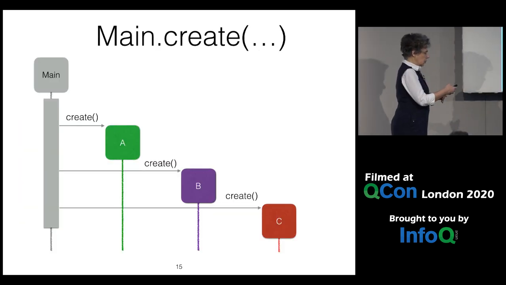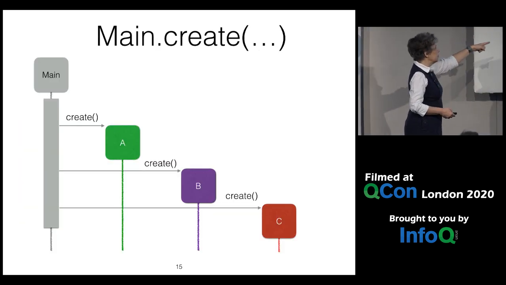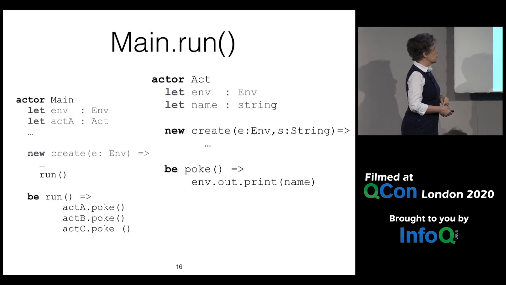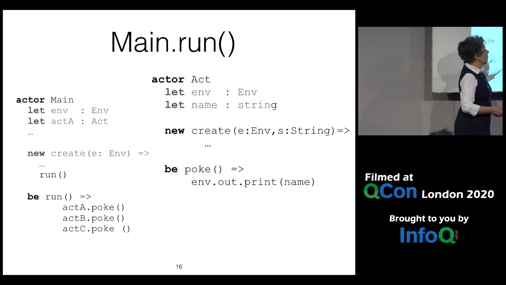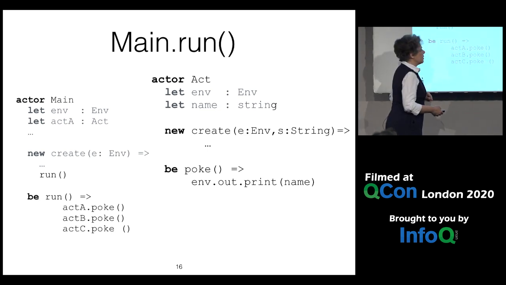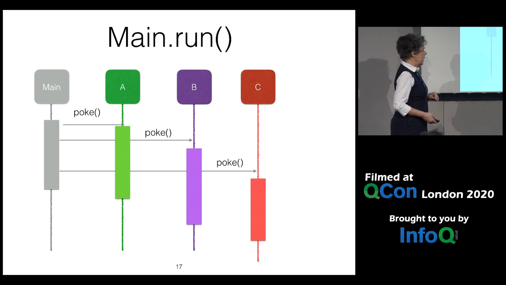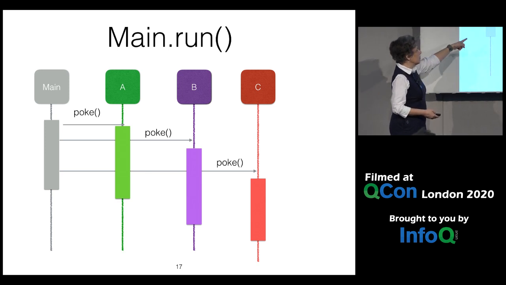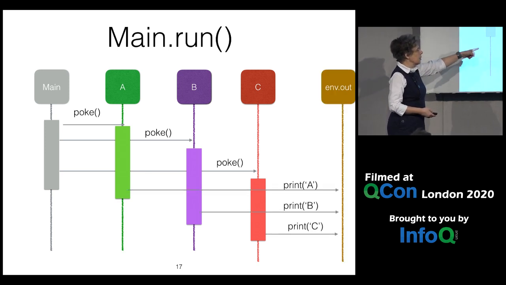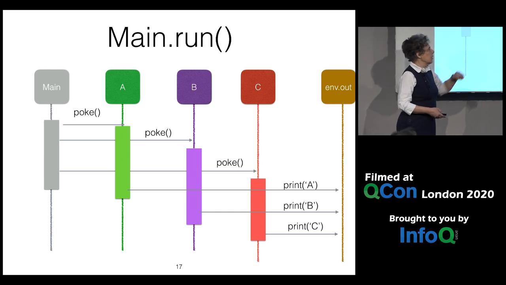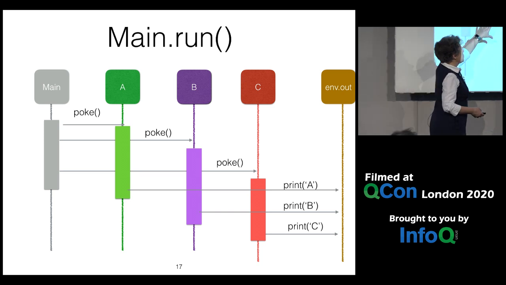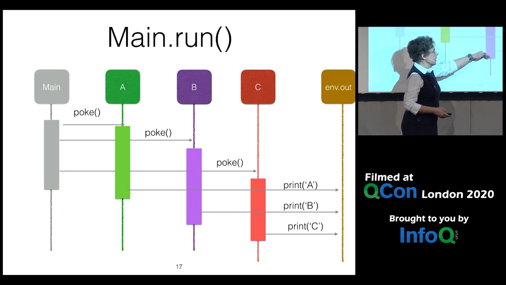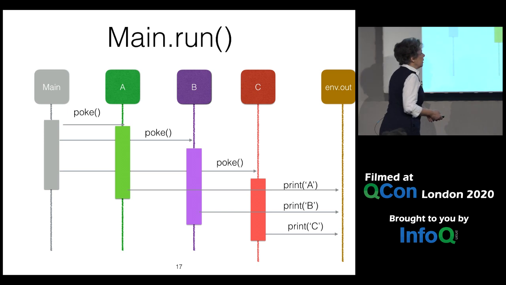So execution could look as follows. The main program creates the three actors. And then let's look at what happens when we poke. When an actor is poked, then it asks the environment to print its name. So the main program sends the messages poke, and then those behaviors send print messages to the environment.